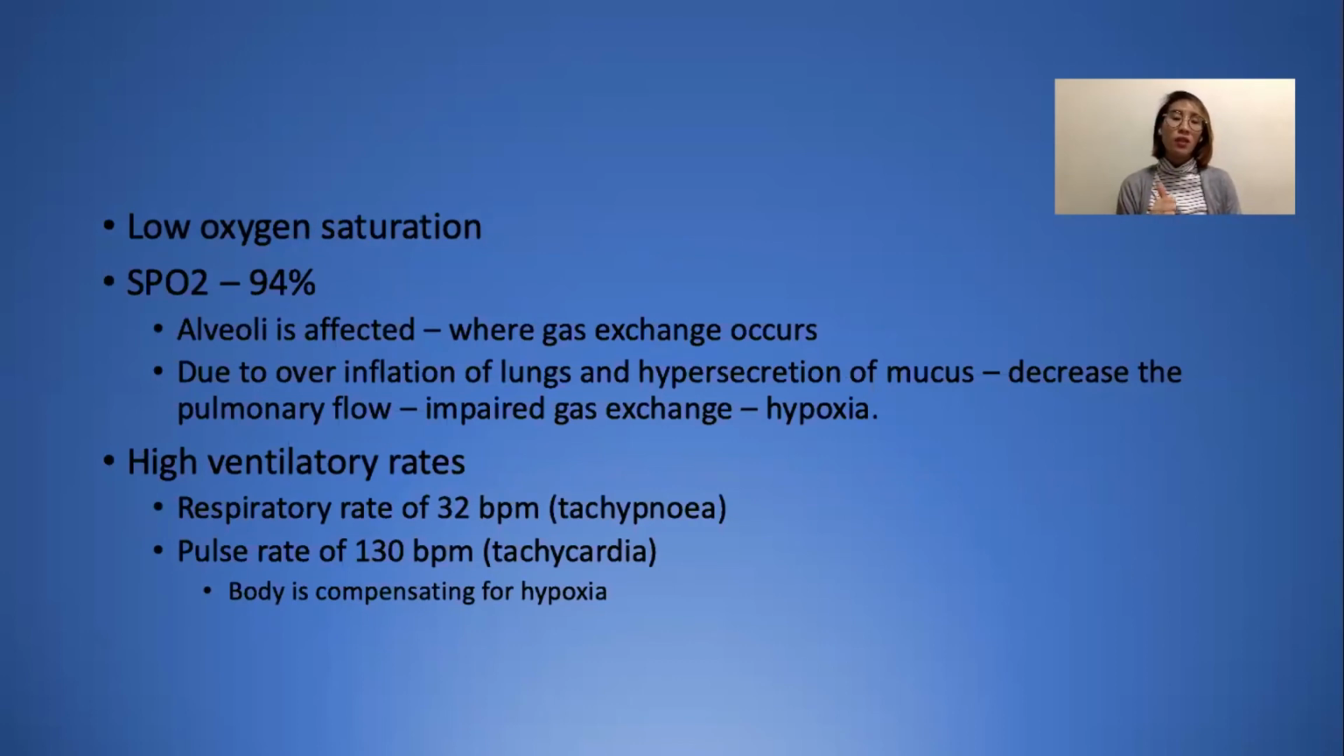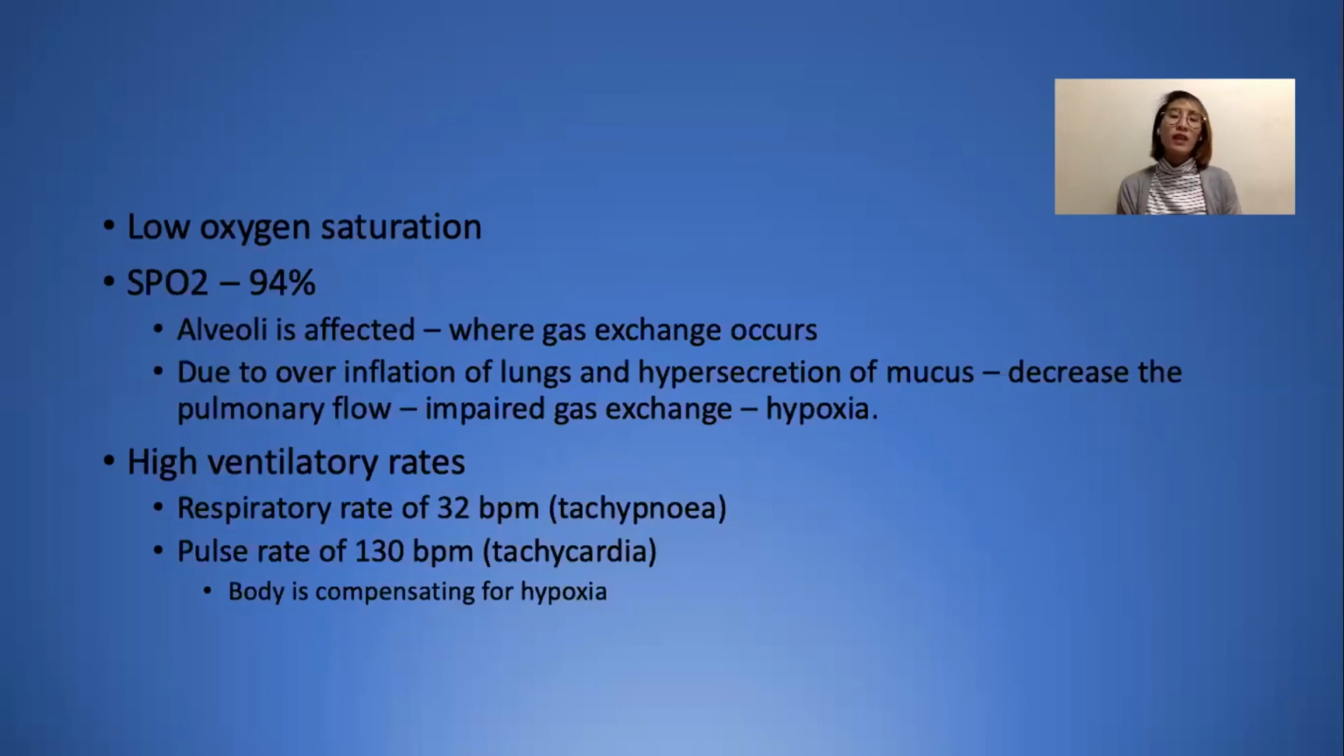Finally, I would like to discuss the last three clinical manifestations that are related to each other in Mr. Smith's case. He has an oxygen saturation of 94%, which is considered low, a pulse rate of 130 beats per minute, which indicates tachycardia, and a respiratory rate of 32 breaths per minute, which is tachypnea. In asthma, alveoli are affected by overinflation and hypersecretion of mucus, which causes decreased pulmonary flow that leads to impaired gas exchange, causing the patient to manifest hypoxia.